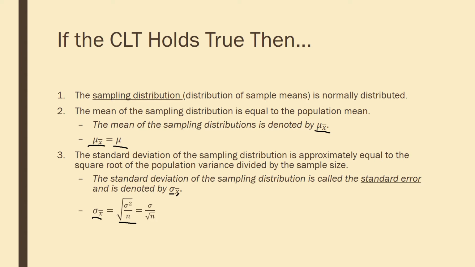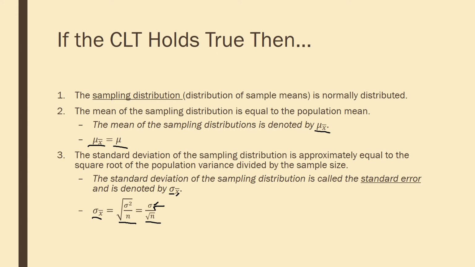Or you can write it this way. These are equal to each other, which is the standard deviation. So this would be the standard deviation, just sigma, divided by the square root of n. So these two are equal to each other, okay? So either one will work. It just depends if you already have the variance or if you have the standard deviation.